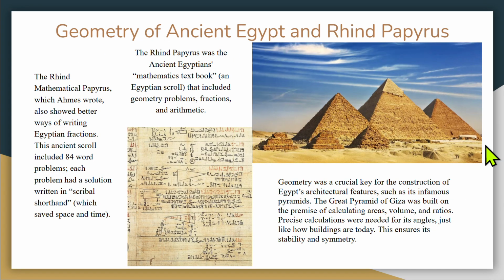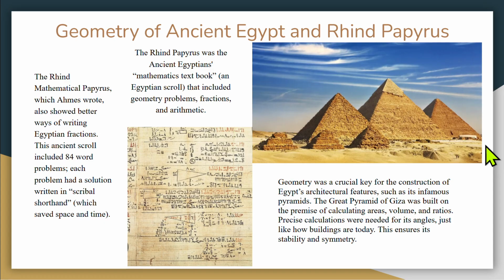Geometry of ancient Egypt and Rhind papyrus. The Rhind mathematical papyrus, which Ahmes wrote, also showed better ways of writing Egyptian fractions. This ancient scroll included 84 word problems. Each problem had a solution written in scribal shorthand. Scribal shorthand was a type of mark or picture that they drew, and they knew what it meant. This saved space and time for their many writings and drawings.